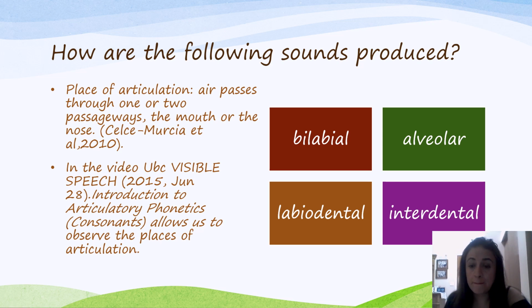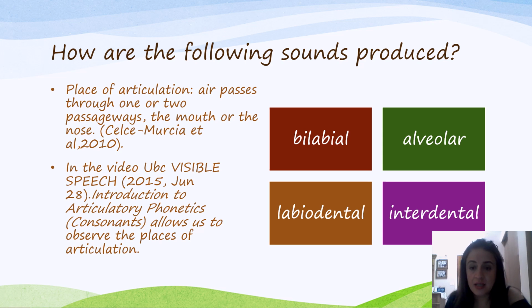For example, b, p, words like bed, pen, or mom. The second one is labiodental sound, which occurs when the upper teeth and lower lip come together. For example, F like fun, or V like the word very.